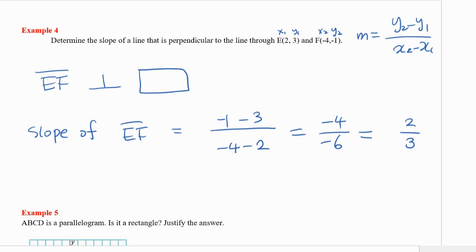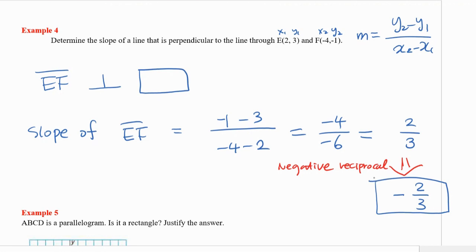But what about the slope of the line that is perpendicular to EF? We can simply find the negative reciprocal. Let's find the negative reciprocal. That is negative 2 over 3. So the answer is negative 2 over 3.